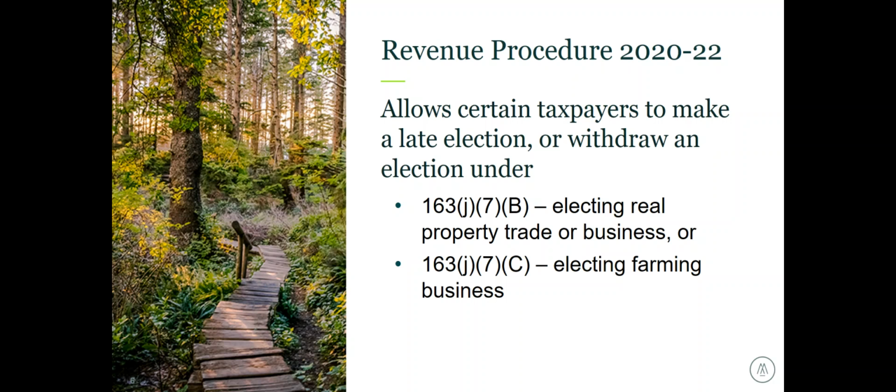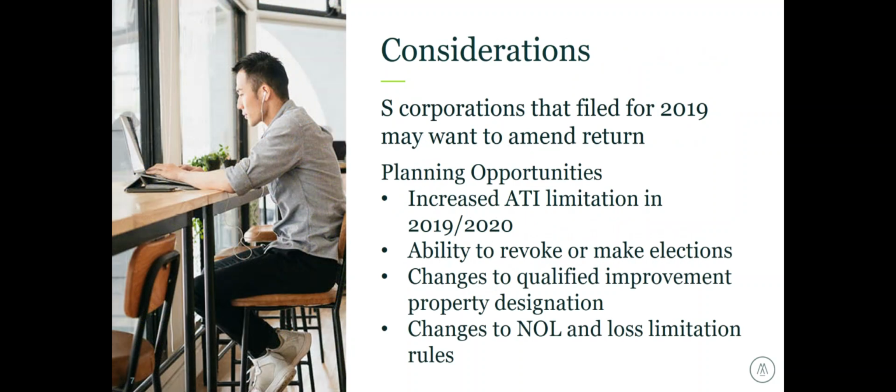As the CARES Act made a technical correction to the Qualified Improvement Property Rules, or QIP, and is also allowing this change to be made retroactively to 2018, the real property or farming business election out of 163J is important to consider. Please note, as these rules are applicable for tax year 2019, this change in tax law may impact tax returns that have already been filed this tax season or in the process of preparation now.